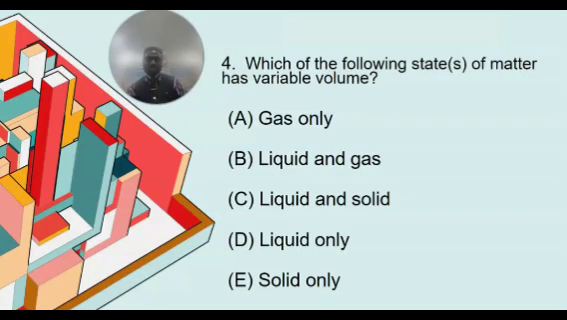So question 4 says, which of the following states of matter has variable volume? The word variable means different, or difference in volume. So option A says gas only, option B liquid and gas, option C liquid and solid, option D liquid only, option E solid only. So this can be tackled with your knowledge of the different states of matter. Of course, matter exists in 4 states, from solids to liquids, from liquids to gases, and from gases to plasma. So which of these options best describes the state of matter with variable volume?